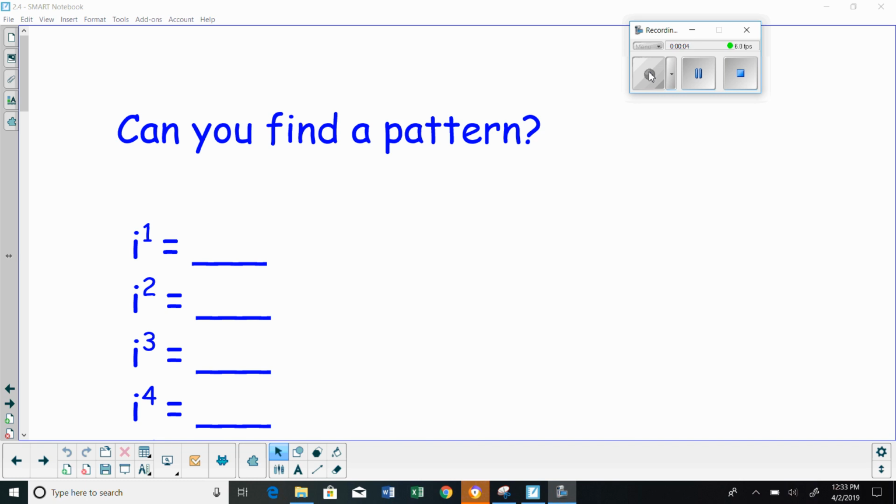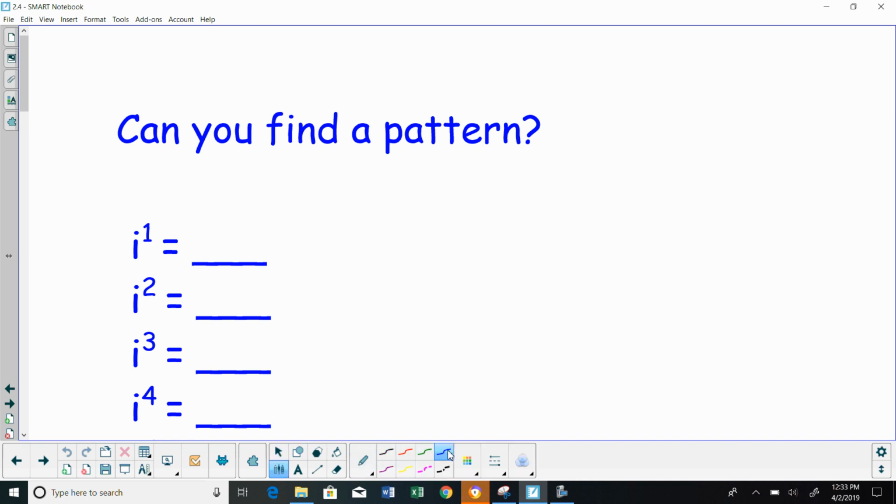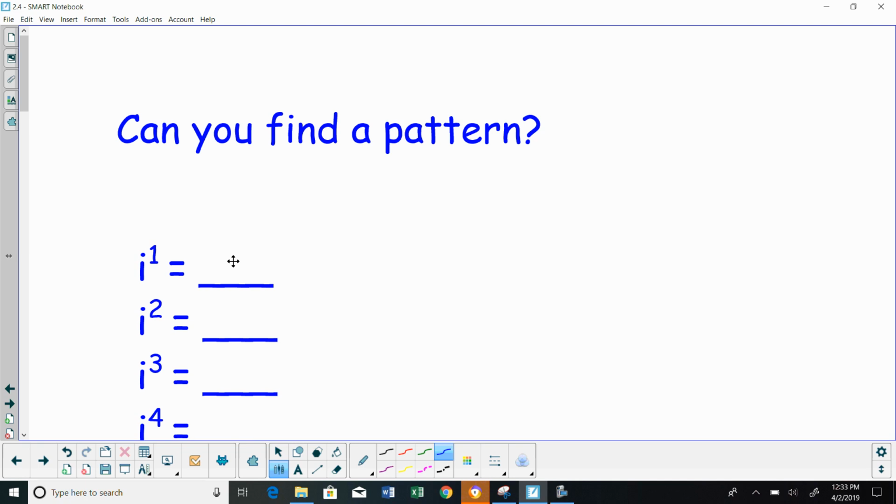We are continuing our look at section 2.4 on complex numbers. And in this section, we're trying to find a pattern now. So what would be the pattern for this? Well, i to the first we know is just equal to i. And then i to the second, we already talked about that. That's going to be -1. But i to the third is going to be i squared times i to the first. So that's going to be -1 times i, so that's going to be -i.